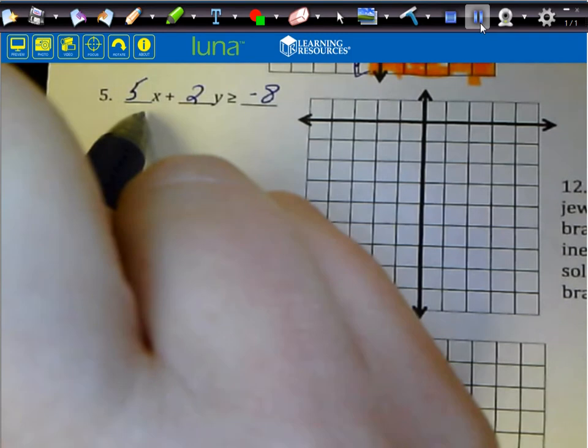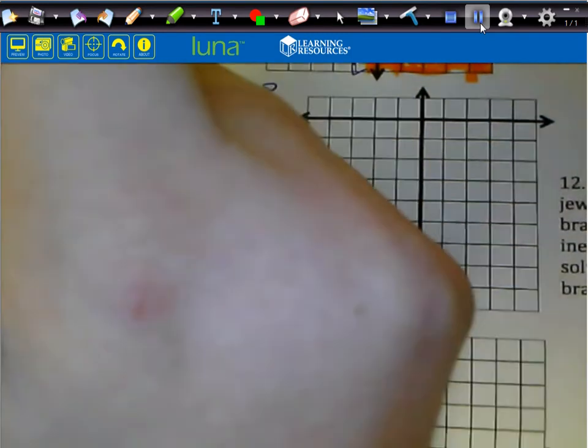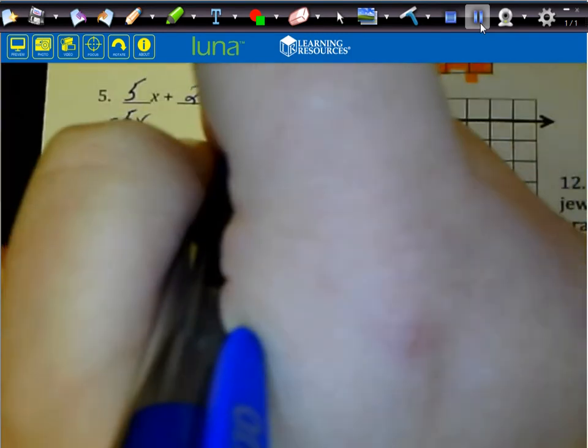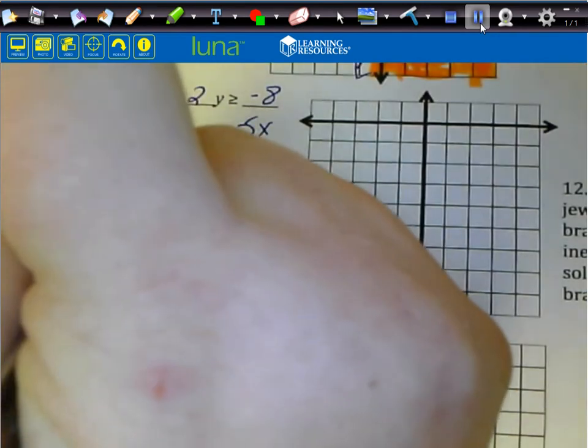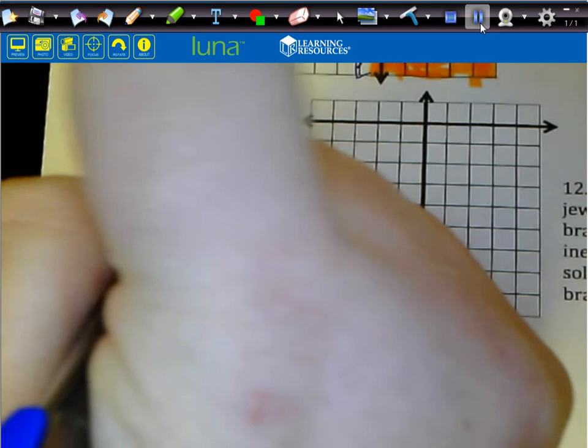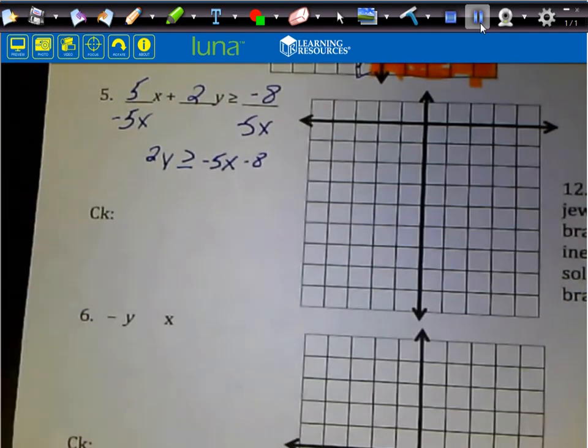My 5x is on this side and it needs to be on the other side, so I'm going to subtract 5x from both sides. I'm going to bring down, I've got 2y is greater than or equal to negative 5x minus 8. And again, make sure you know that you can't actually subtract those. That 8 does not have an x. We always list the x first and then the number. Now I'm going to divide everything by 2.